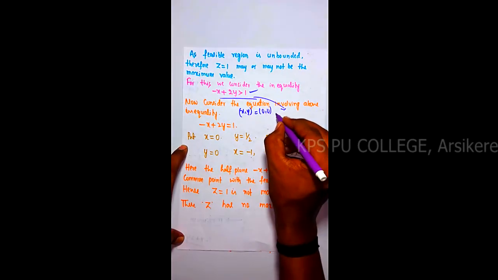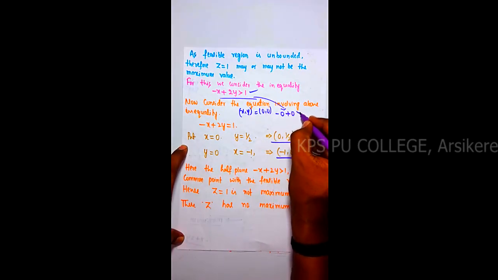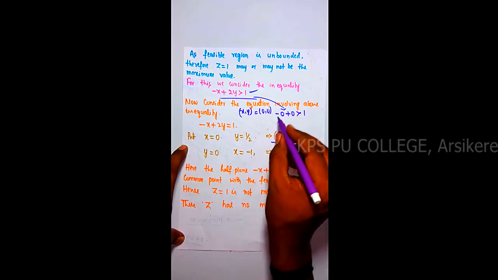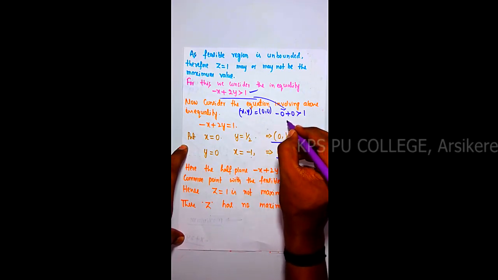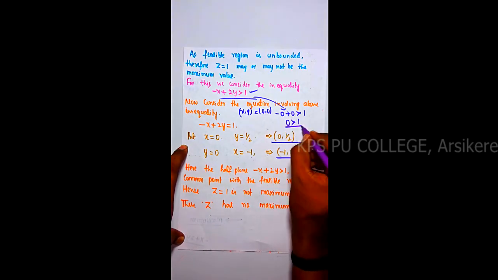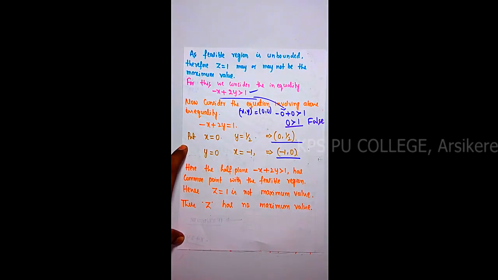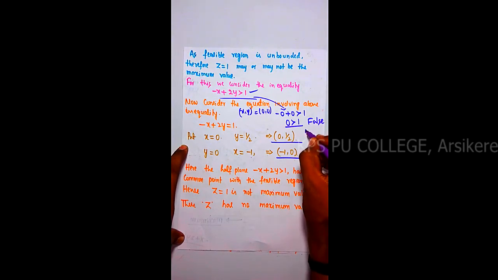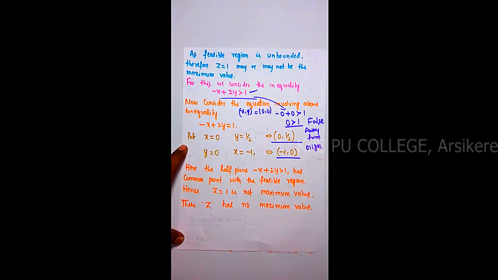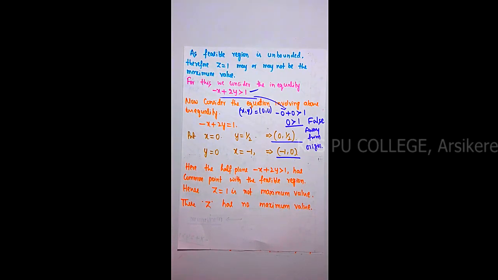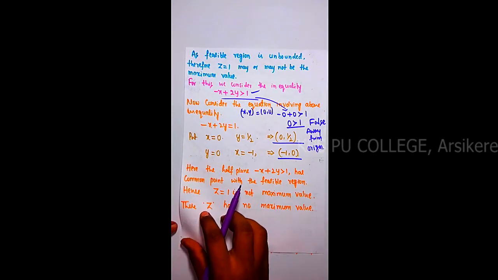Substituting, we get -0 + 0 greater than 1. -0 is nothing but 0, so 0 + 0, 0 greater than 1. So this is false. False means the solution region is away from the origin. Away from origin. The points are 0, 1/2 and another point -1, 0. Now draw this in the graph.